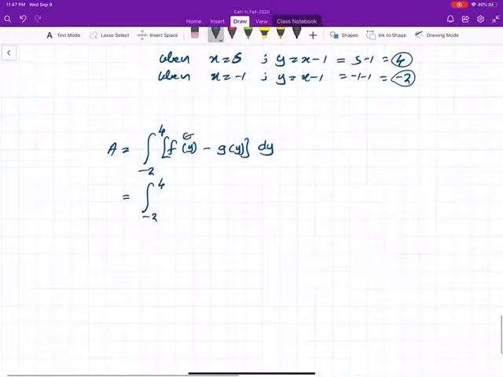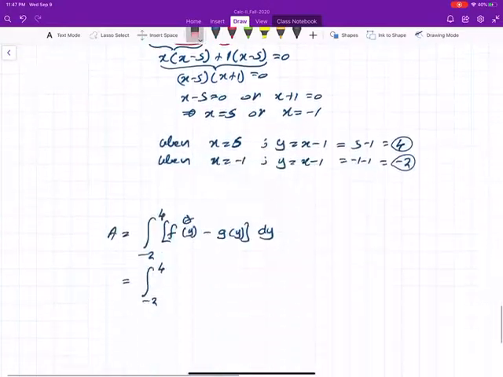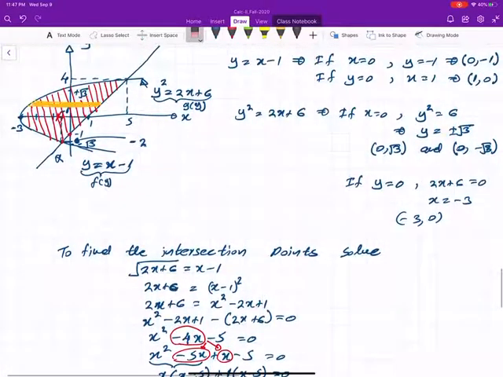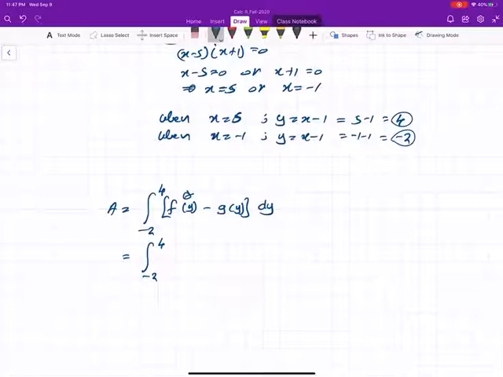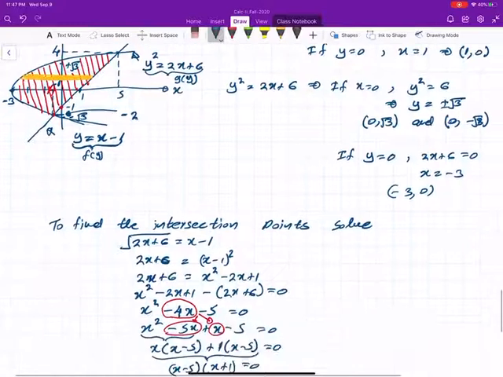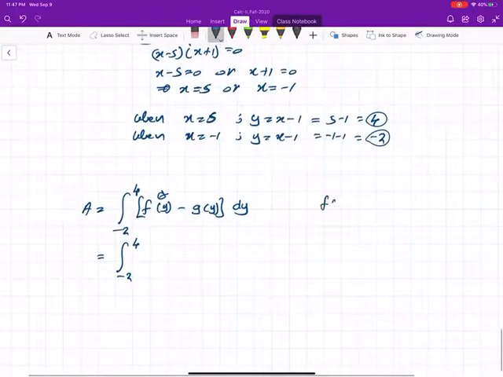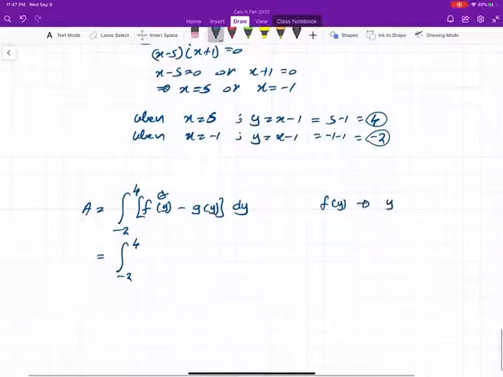And then you have to find f of y. Okay, that is the above function. The above function is this straight line. This is f of y. You have this function to be y equals x minus 1, f of y related to y equals x minus 1. And then you have to solve this for x. So that will give you f of y.